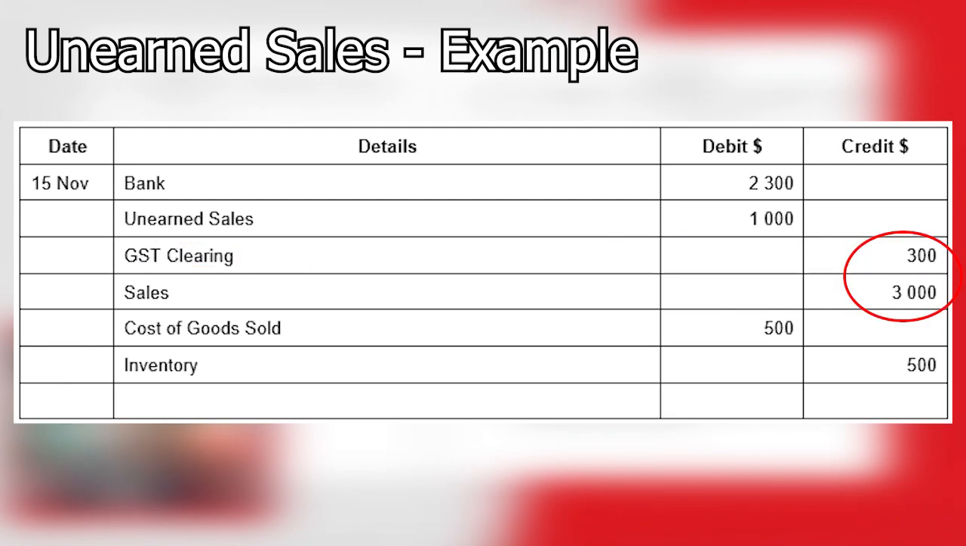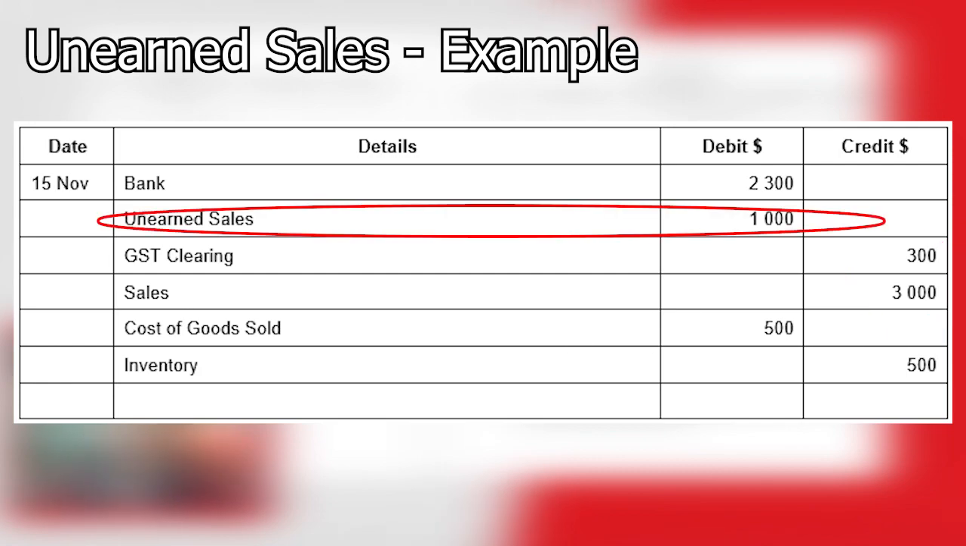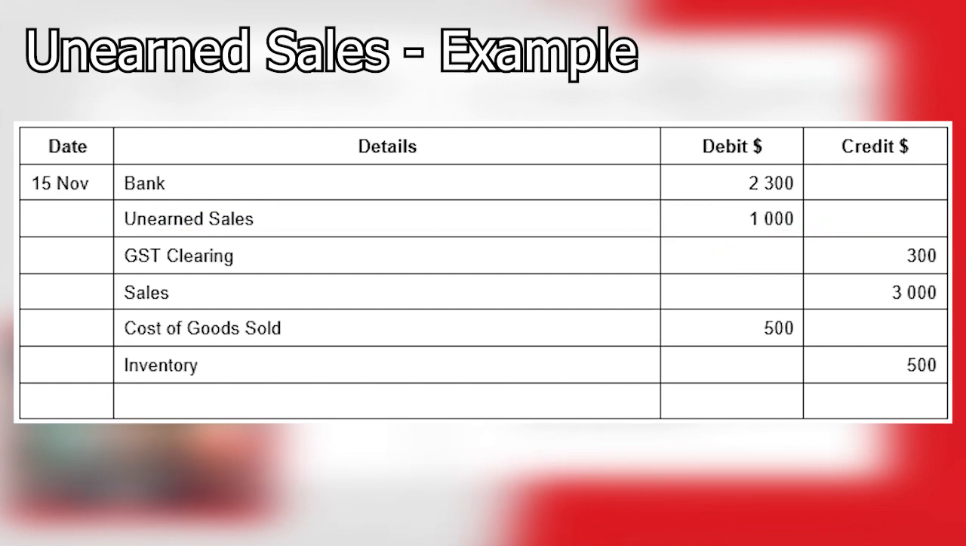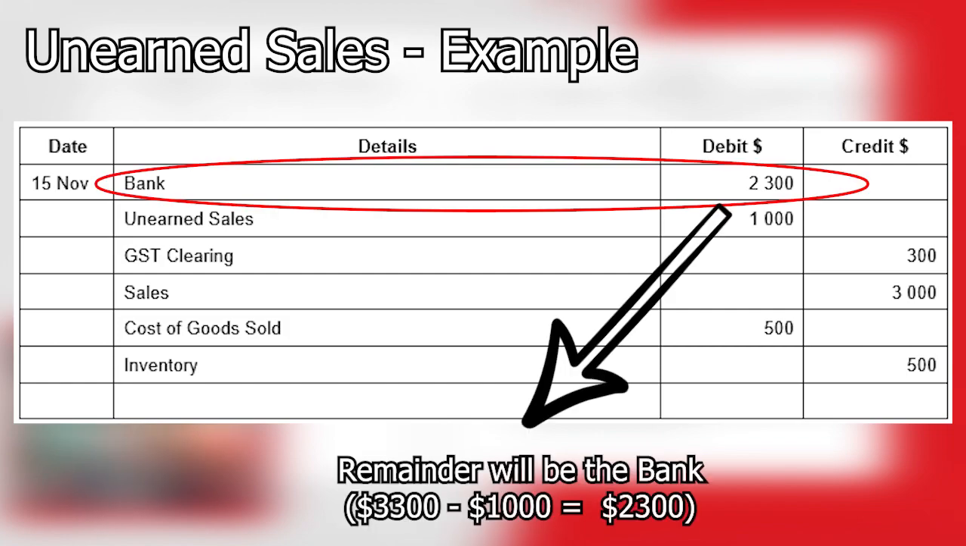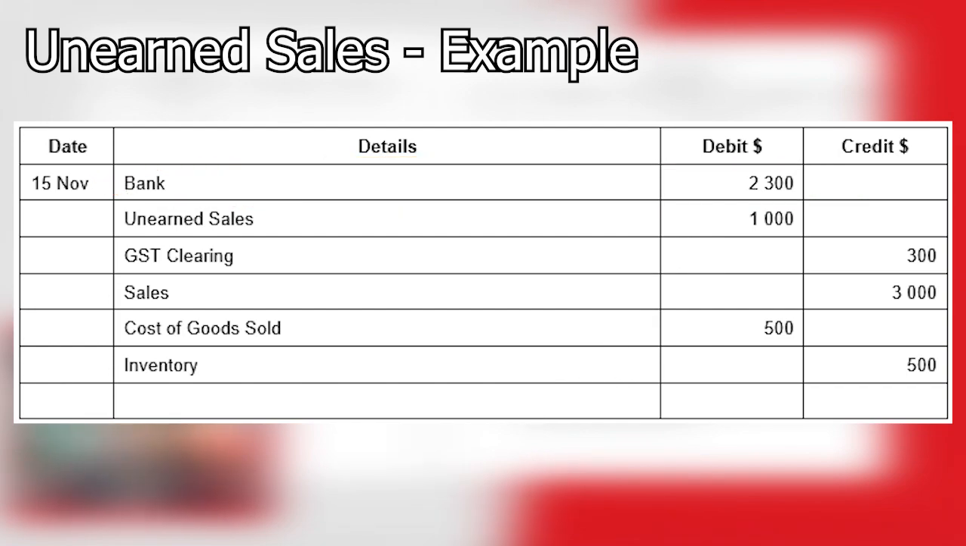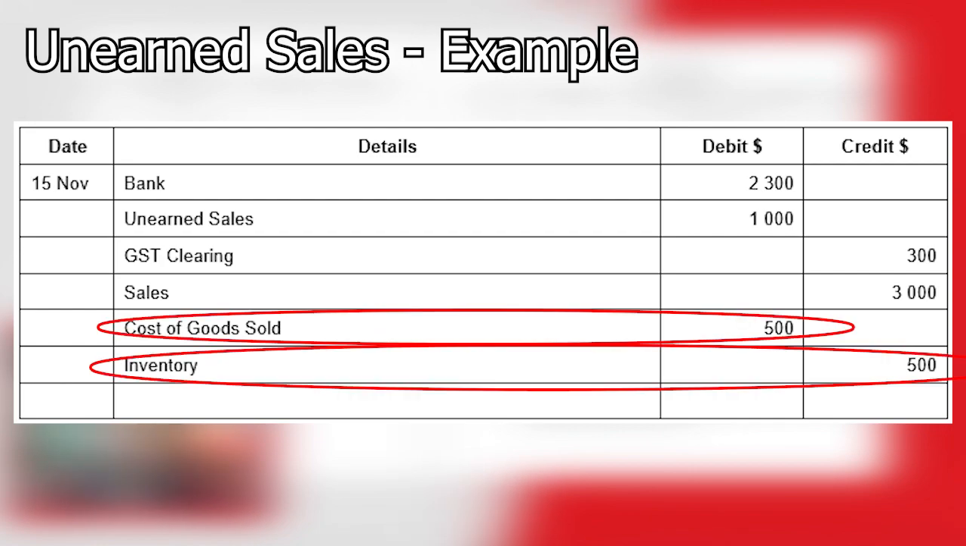Now, if we look at the unearned sales account, we can see we need to pay them first. So that's 1,000 because ultimately we want the unearned sales account to equal 0. And the remainder would be paid upon settlement. And right now you can see bank plus unearned sales is 3,300, which equals GST clearing and sales also 3,300. And then cost of goods sold and inventory, like any other sale, will be cost of goods sold, a debit 500, inventory credit 500.